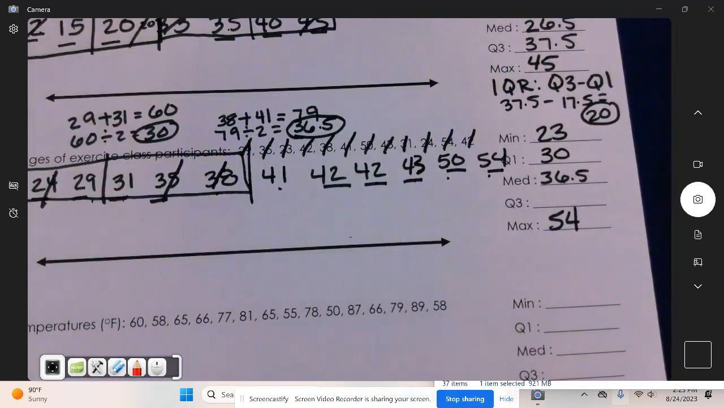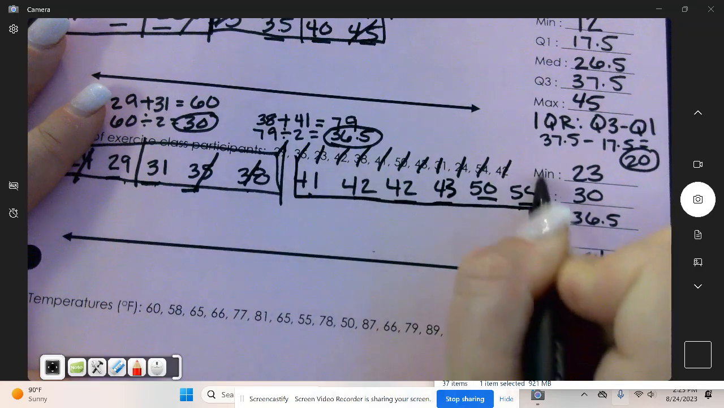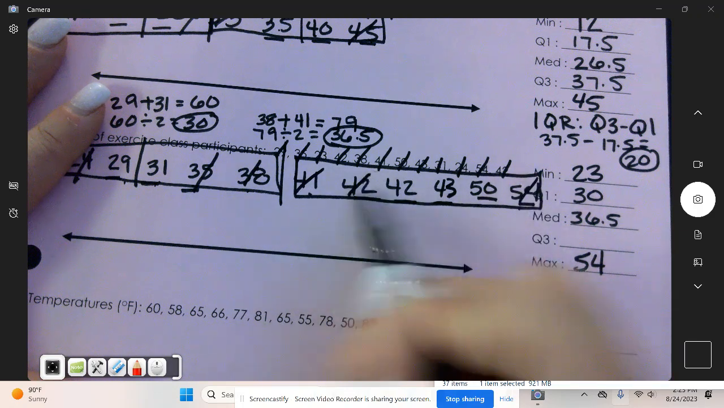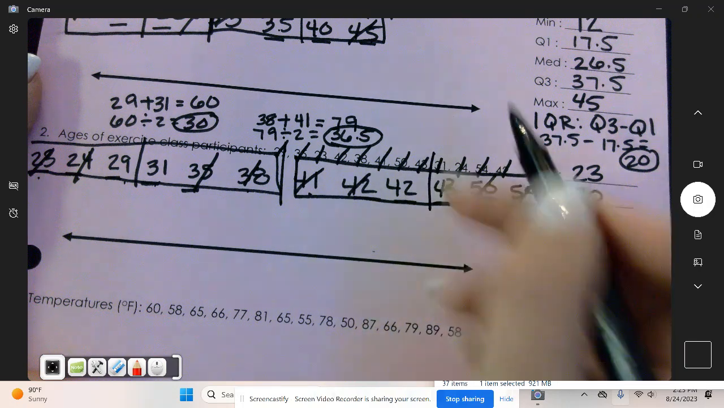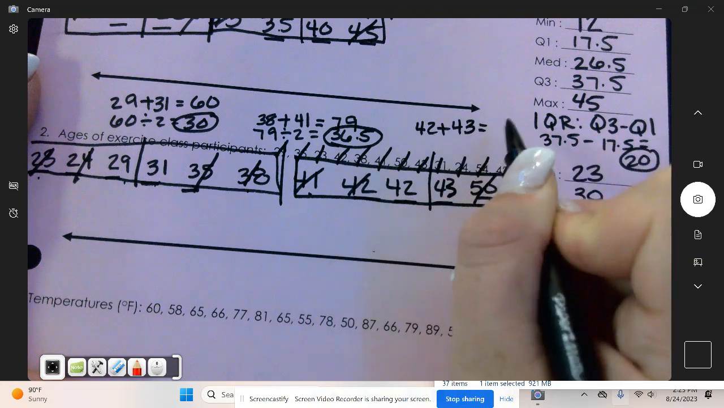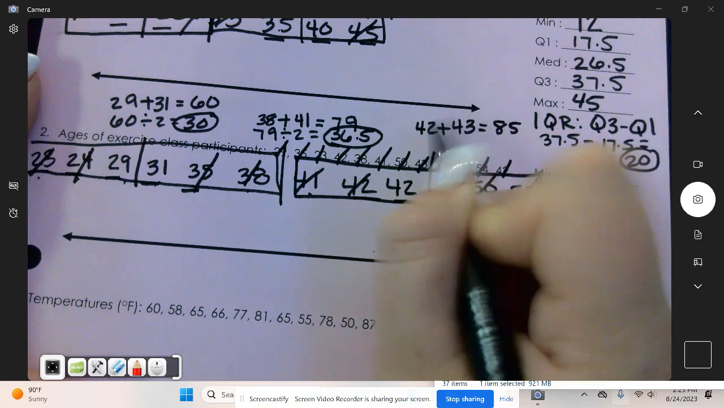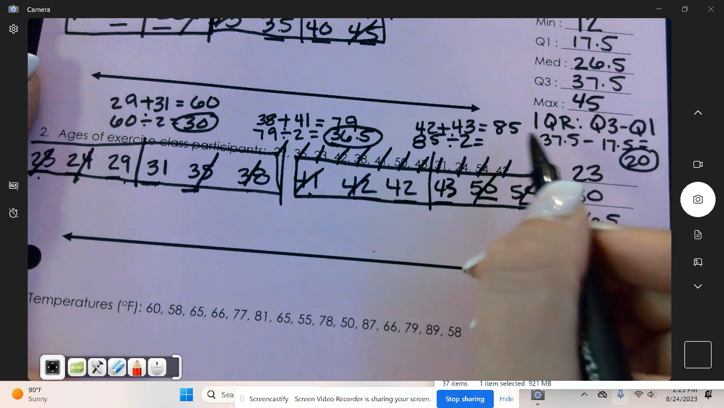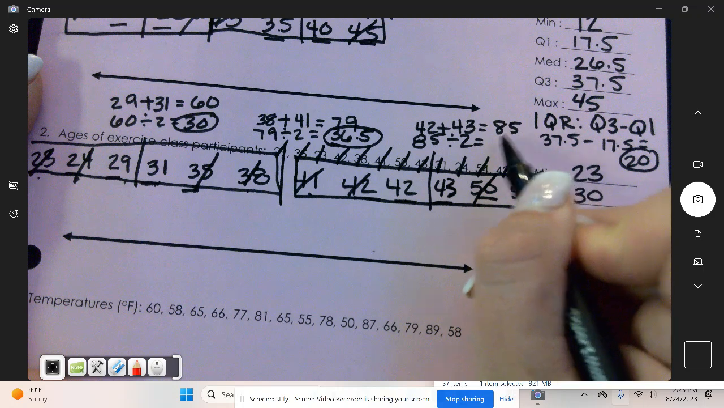All right, same thing on the other side. Back and forth. Got to chop it in half, add them up. What do I get? I get 85. 85 divided by 2. My eager beavers. How much? 42 and a half.